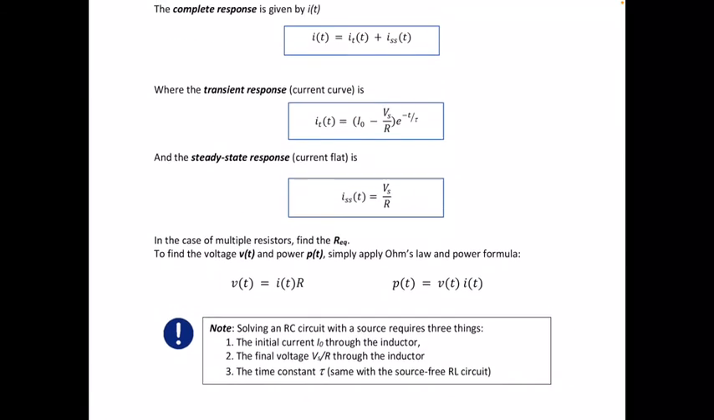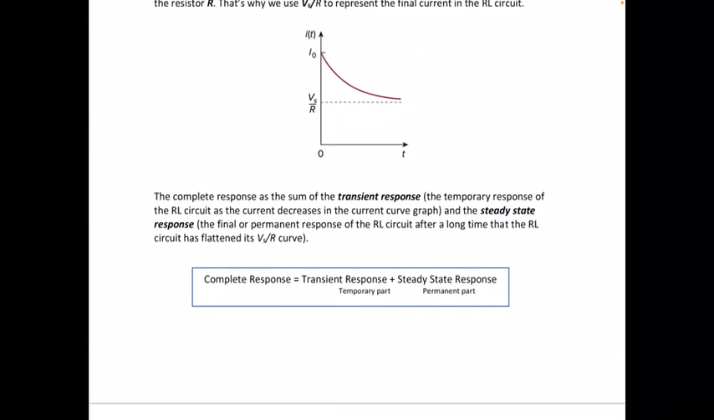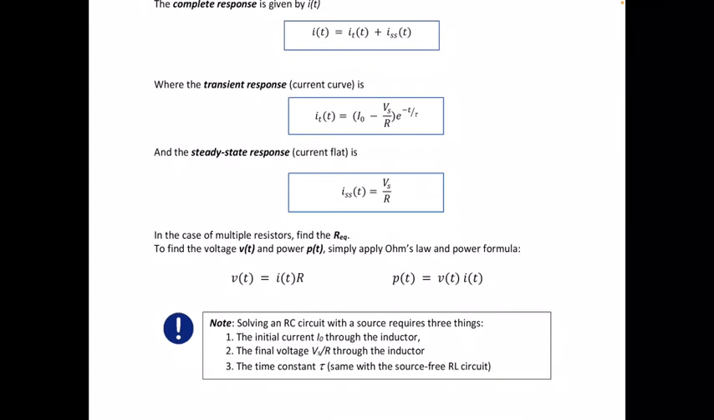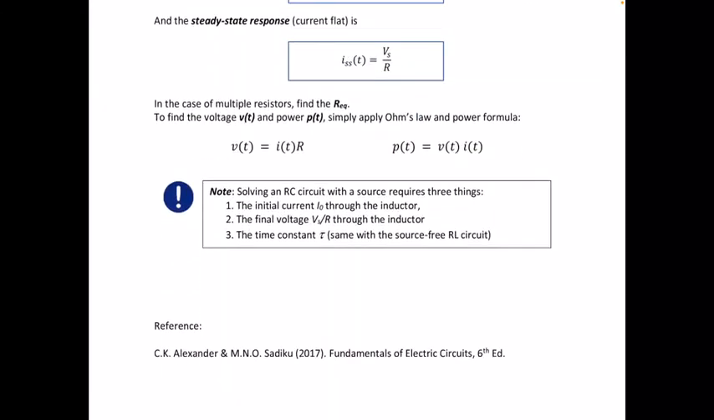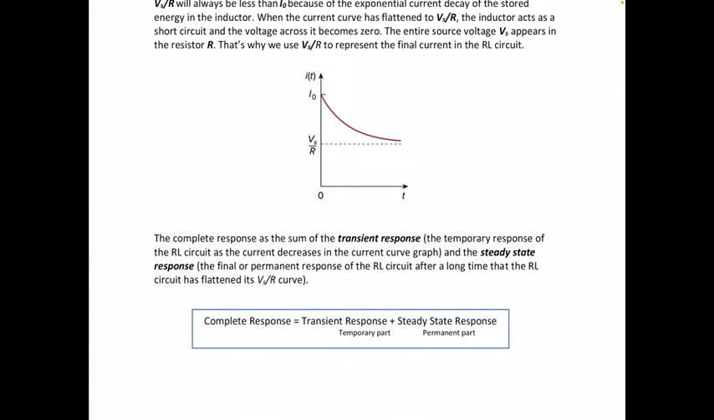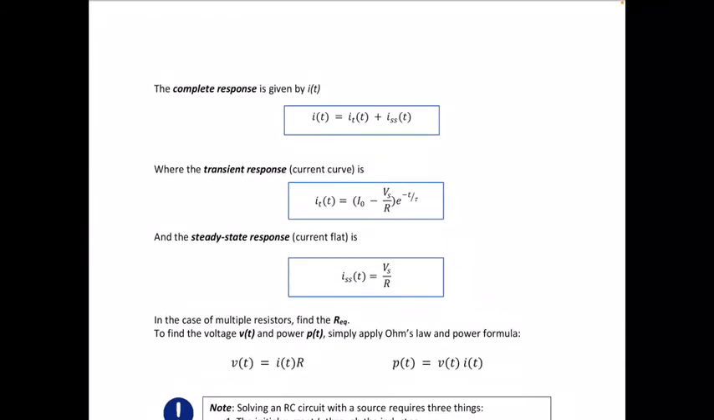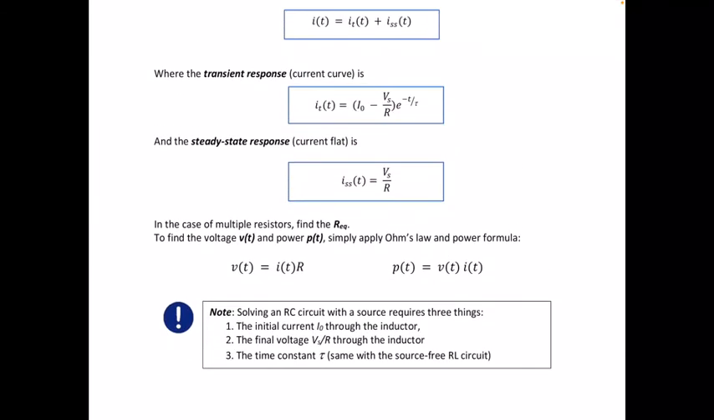And the same is true, we have three prerequisites in order to solve RL circuits with a source. The first one is the initial current through the inductor, the initial current I sub 0, then the final current Vs over R through the inductor. I'm sorry for this mistake. Vs over R is just slightly lower than I0, and of course our time constant tau, which is the same as the source-free RL circuit, which is L over R.